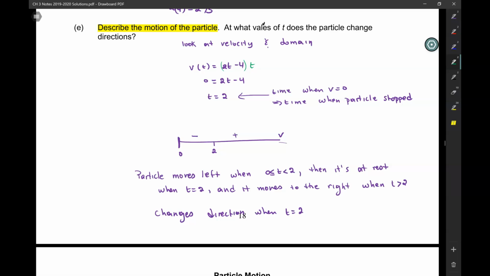You could, but be very, very specific when you do that. So when you say particle moves left, if you say particle moves left on 0 to 2, this is not enough because you haven't indicated that 0 to 2 is a time interval. So you have to say, particle moves left over the time interval 0 to 2. Do you see how specific you have to be?